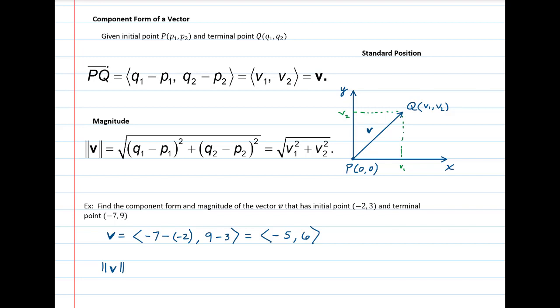Now finding the magnitude, it's a lot easier if we just look at the component form of the vector that we just found. Instead of doing the difference of the x and the y's again, we just look at the components there, -5 squared plus 6 squared, and we're going to take the square root of all that, and that's going to be equal to the square root of 61.